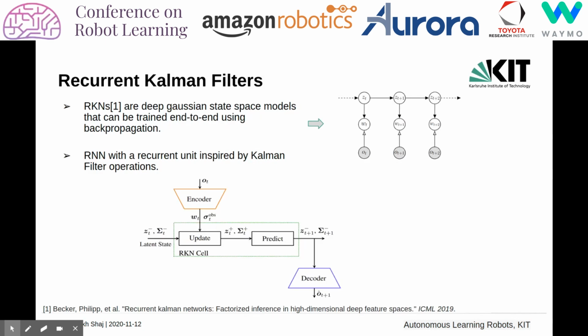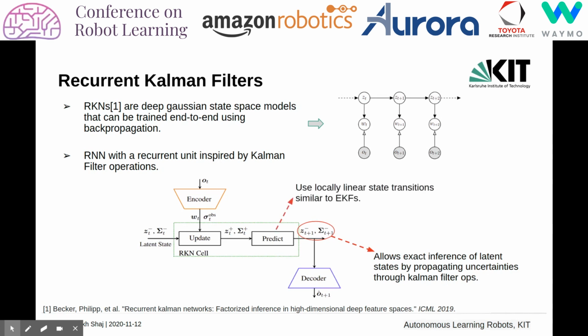Let me start by explaining what a recurrent Kalman network is. RKNs are deep, Gaussian state space models that can be trained end-to-end using backpropagation. These recurrent neural networks have a recurrent unit cell inspired by Kalman filter operations. RKN allows exact inference of latent states by propagating uncertainties through Kalman filter operations. The predict step of this Kalman filter uses locally linear state transition, similar to extended Kalman filters. And the update stage of the RKN cell has factorization assumptions which avoid computationally expensive matrix inversions, thus making the entire approach scalable.